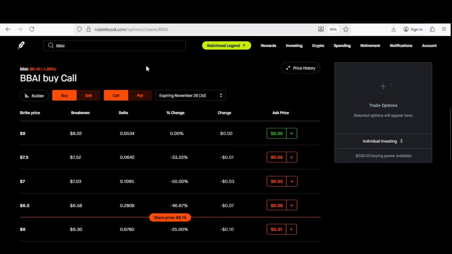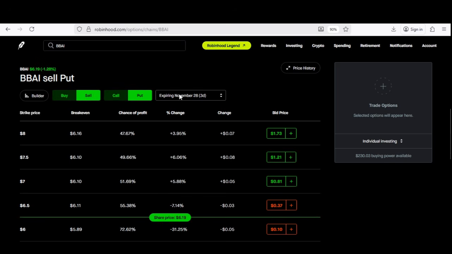So let's go ahead with this option strategy. We're going to start off by going to sell, then we're going to go to put, and now we're going to be choosing our strike date.